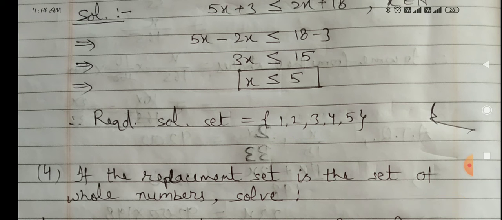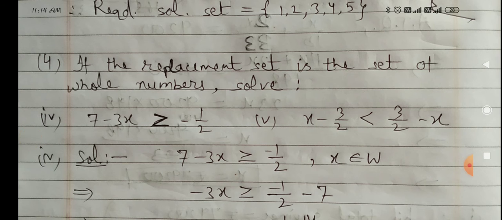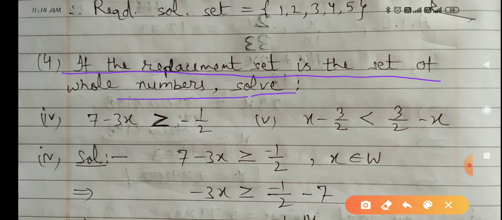Now question number 4. Many parts are there in this 4th question. I am taking the 4th and 5th part. If the replacement set is the set of whole numbers, solve 7 minus 3x is greater than or equal to 1 minus 1 upon 2. 5th part, x minus 3 upon 2 is less than 3 upon 2 minus x. So one by one you see each solution.